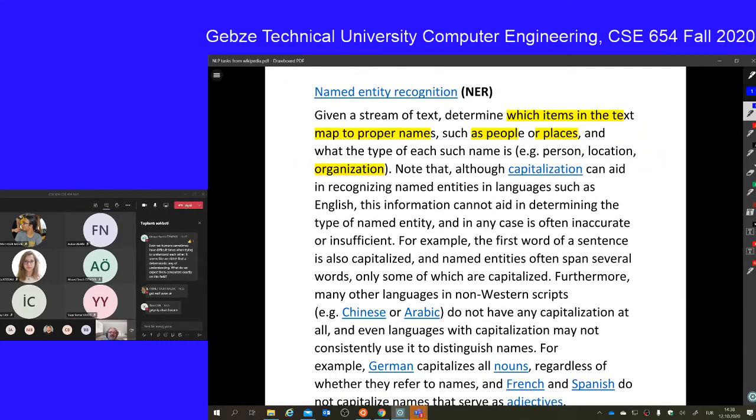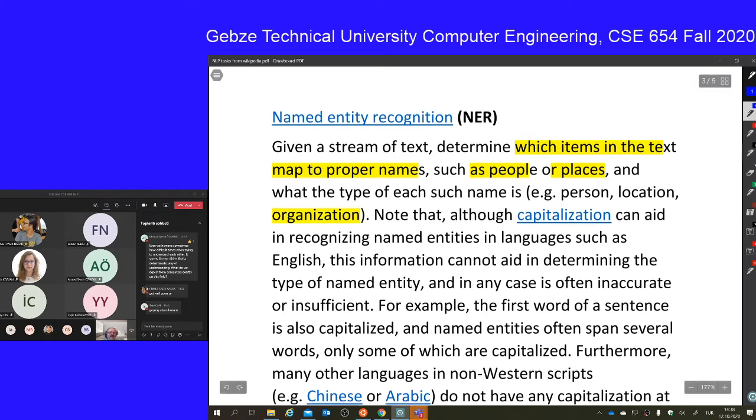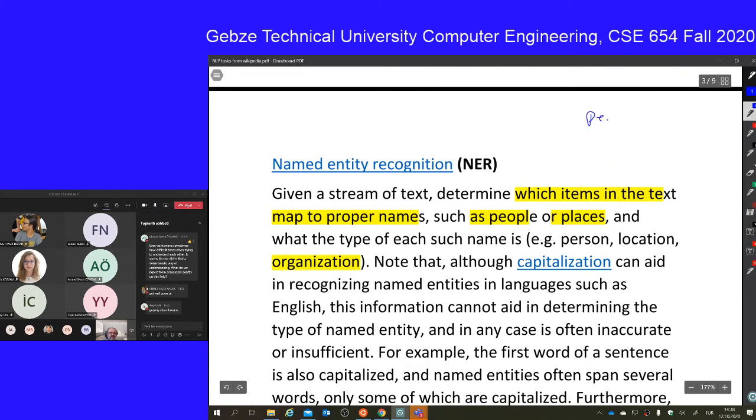Named entity recognition, it is done as a pre-process for many NLP applications. Okay, given a text, determine which items in the text map to proper names, places, time, localization, etc. Usually you choose five classes like persons, location, time, organization, and event maybe.